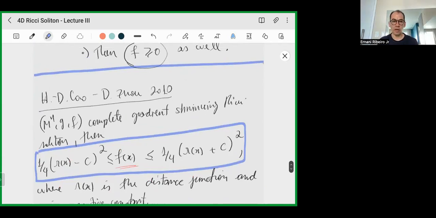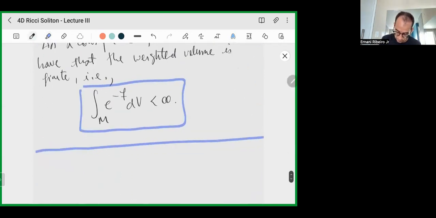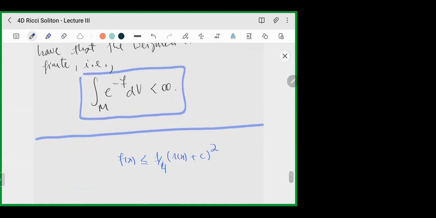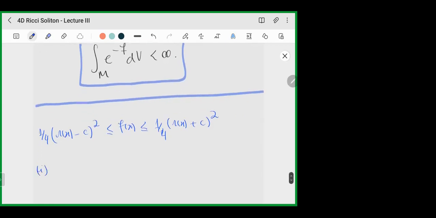Then let me give a very quick idea of how they prove this. The estimate is the following. I have the potential function. It's controlled above by 1/4 of the distance function squared plus a constant, and is bounded below also by something similar, but with a minus. How can we prove, for example, the upper estimate?